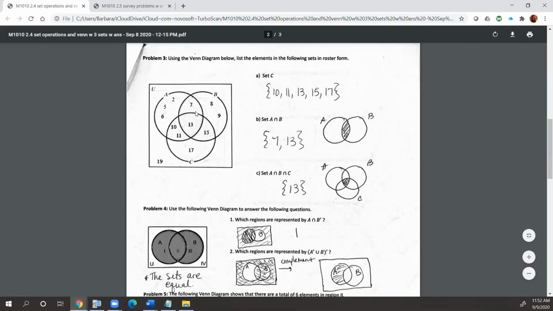Set C has the numbers 10, 11, 13, 15, and 17. The intersection of A and B, and I drew an intersection of these two sets, is what they have in common, which is 7 and 13. The intersection of all three sets is what's in the middle, and that's 13, set 13.